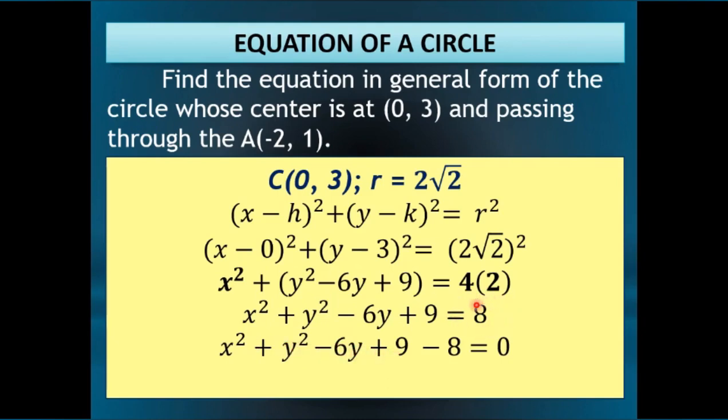So we have x squared plus y squared minus 6y plus 9. We add negative 8 to both sides to eliminate this 8. So we have 9 minus 8, which is 1, equals 0. Therefore, the equation in general form of the circle whose center is at (0, 3) and passing through point A (-2, 1) is x squared plus y squared minus 6y plus 1 equals 0.